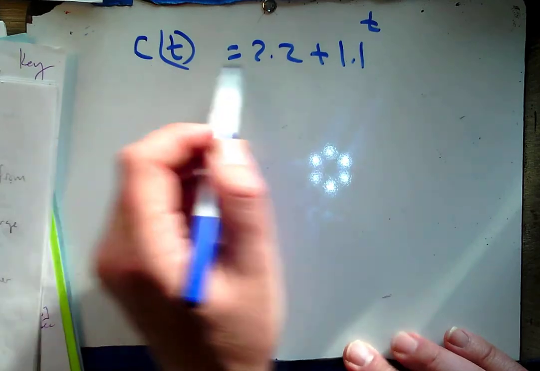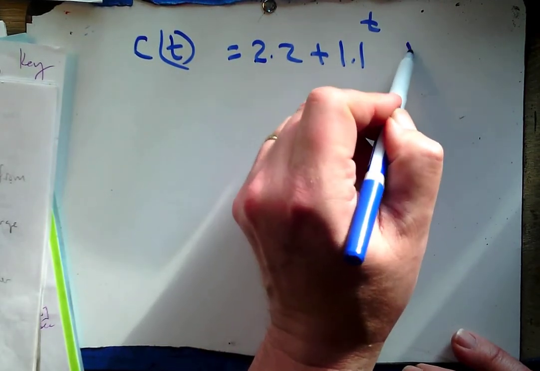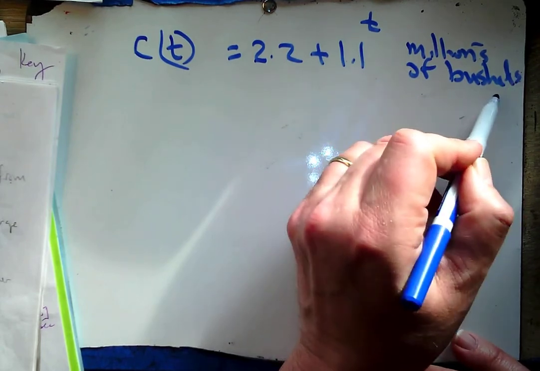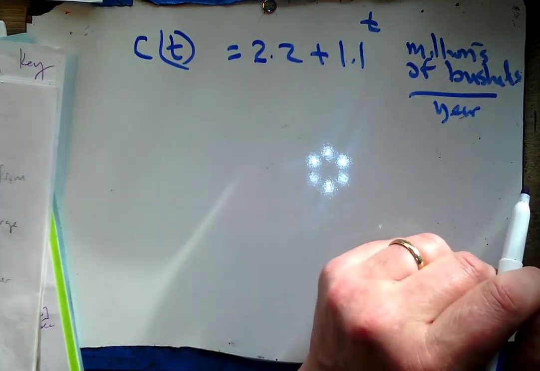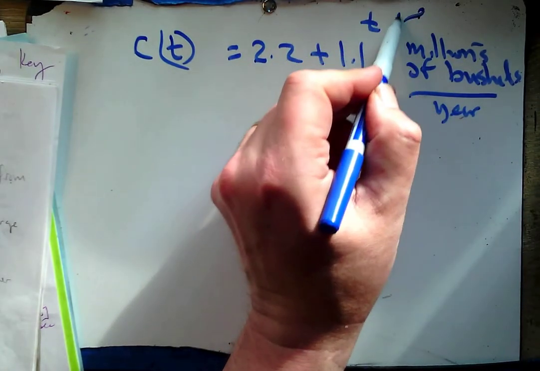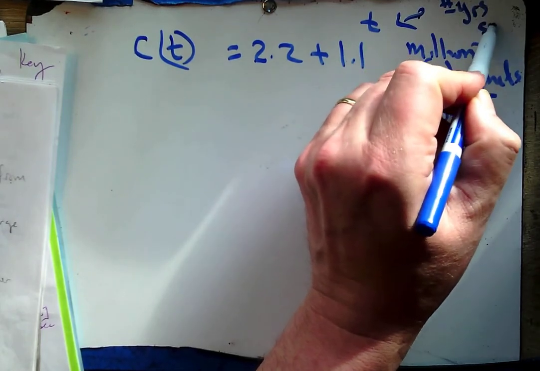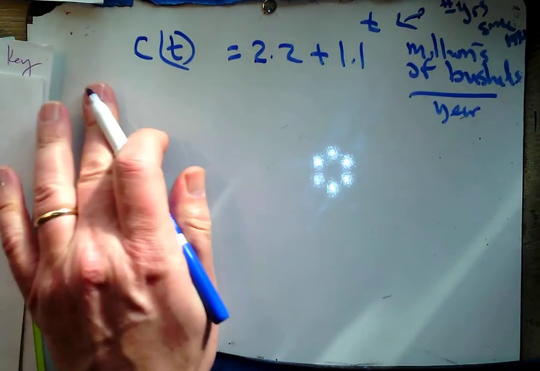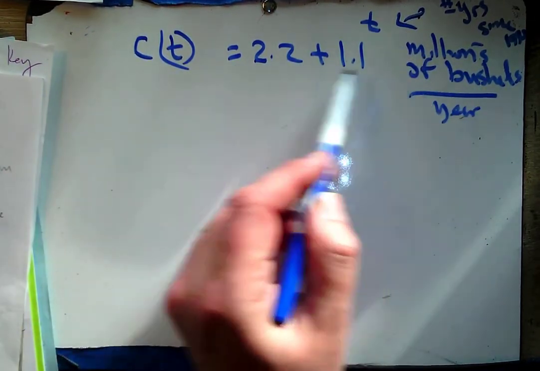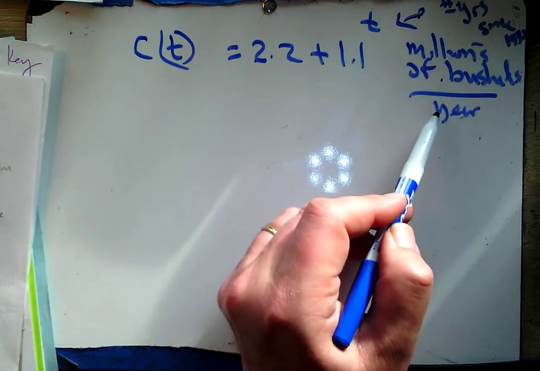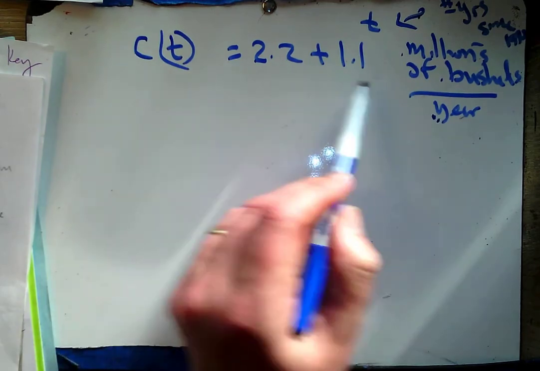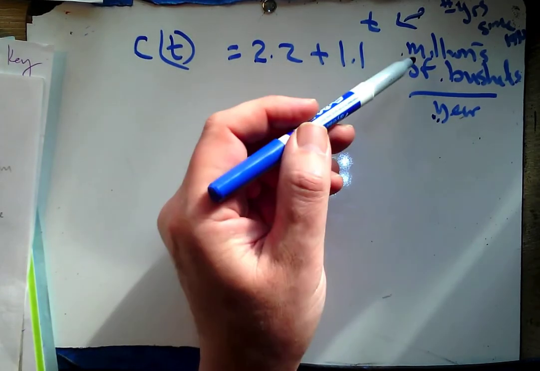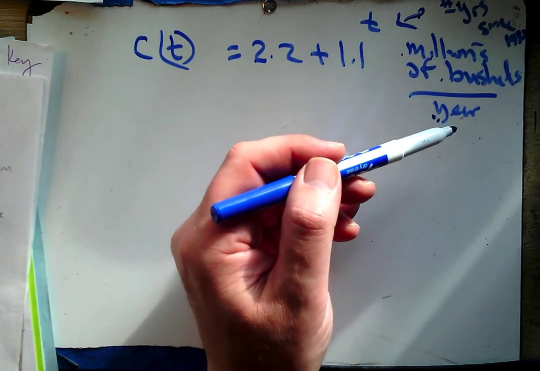This is consumption of potatoes in millions of bushels per year, where t is the number of years since 1990. Okay? Yeah. So I guess the question is, do you see that this function is a rate function? It's millions of bushels per year. This is not just millions of bushels consumed. This is the rate at which potatoes are being consumed, yeah?